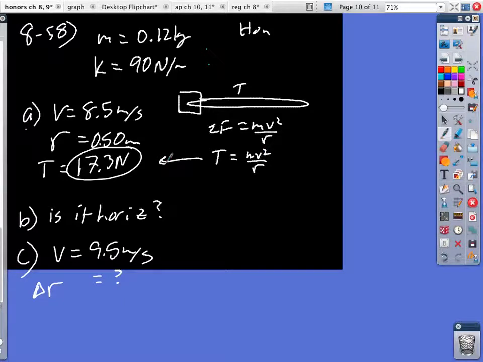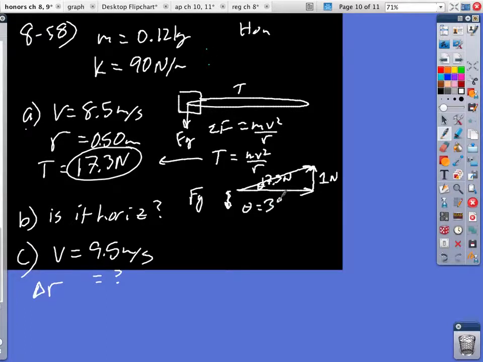Is it horizontal? We also did that in class. We see that the F sub g here is pointing down, and then the 17.3 newtons is pointing that way, and then the tension will have to lift it up with 1 newton this way. Well, that angle theta came out to be around 30 degrees, which is pretty shallow, so we don't have to worry about that.